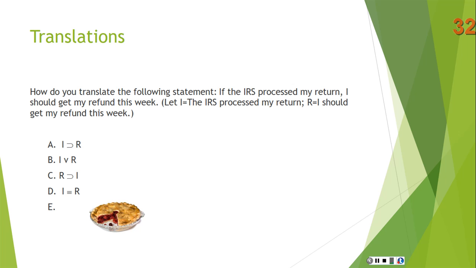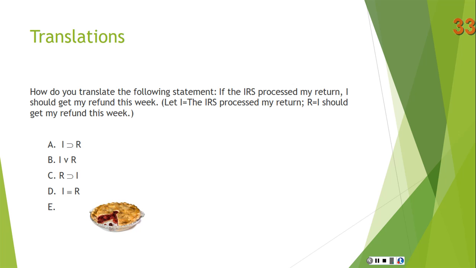B is not correct because it has the wedge. The wedge is used to translate or statements. C is not correct because it switches the antecedent and the consequent. It puts the consequent before the horseshoe and the antecedent after the horseshoe, but that's not right. D is not the correct answer because it uses the biconditional. It uses the triple bar.